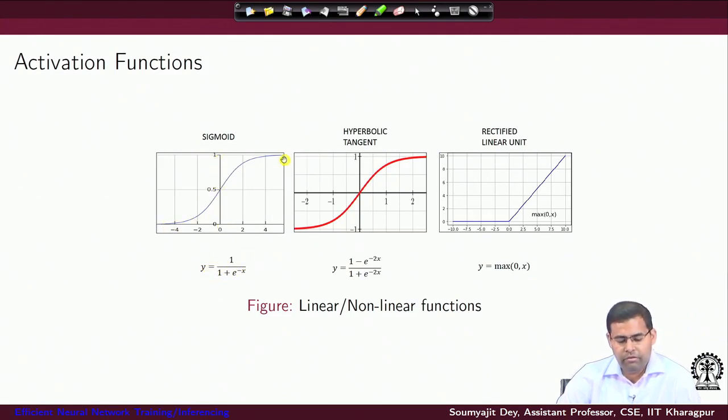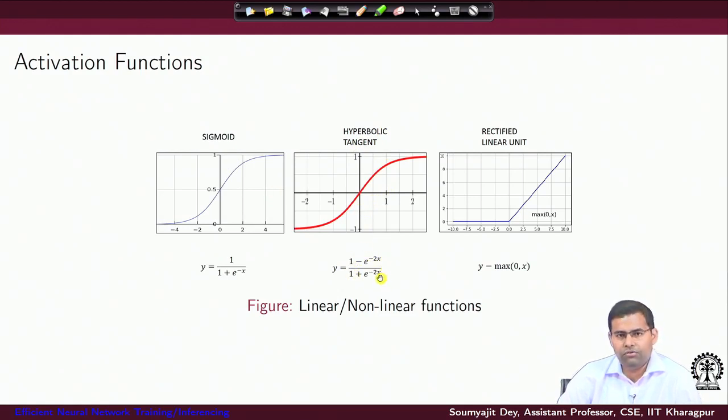So, the highest possible value is approximating 1 asymptotically, the lowest possible value is asymptotically reaching 0, and at x equal to 0 you have 0.5. So, that is the sigmoid function, and in general you can have other kinds of nonlinear functions. For example, you can have the tanh, the hyperbolic tangent function, which as you can see is a different functional with respect to sigmoid.